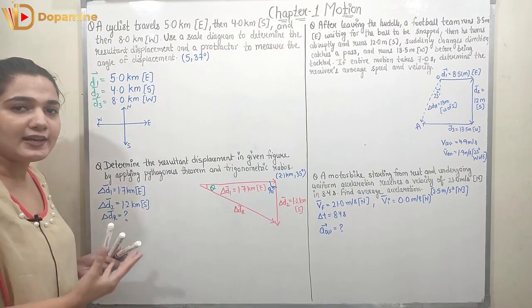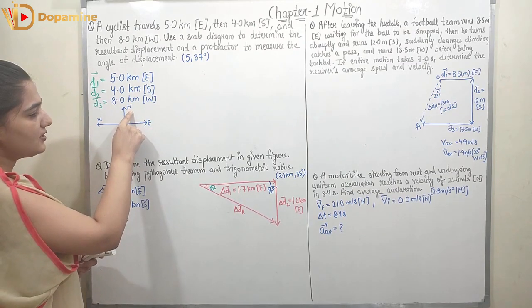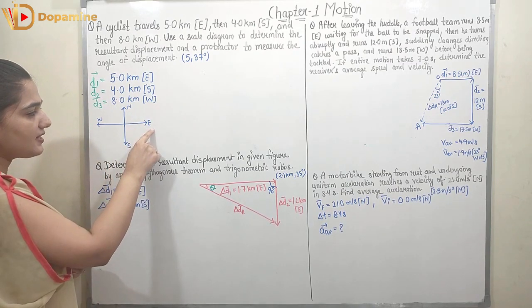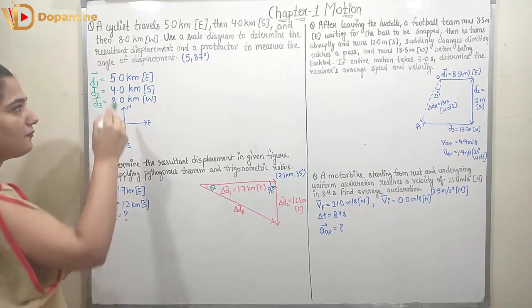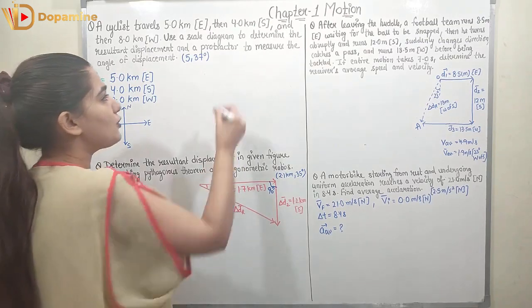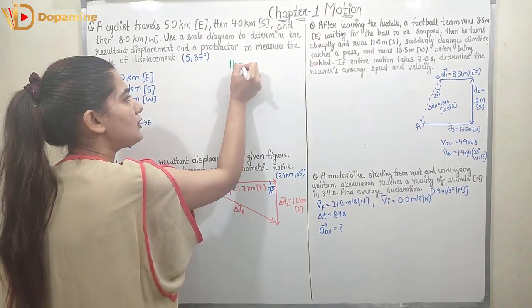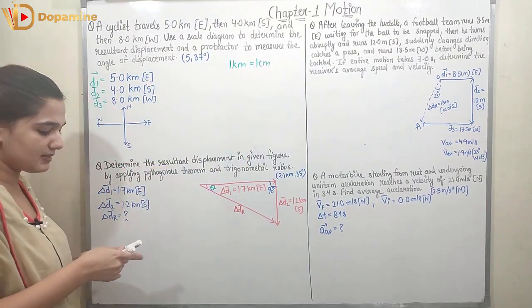The conventional direction graph is this. So according to the convention, the north direction is this, south direction is this, east direction is this and west direction is this. Now we have to make a scale diagram. We cannot make a 1 km line or 5 km line, so we are going to scale it. We are taking 1 km equal to 1 centimeter, right? And this is how we can scale it.